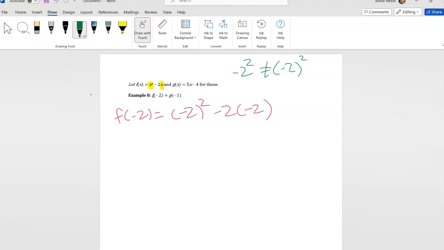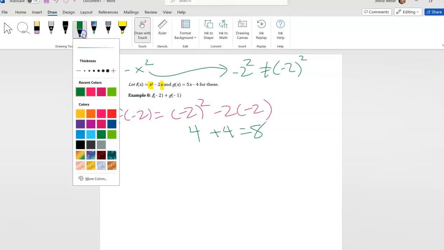Anytime this is saying the entire x term is raised to the second power, that means negative 2 squared. If this said negative x squared, that would be this one, where just the x is squared, and then you apply the negative. There is a difference, and it especially matters on even exponents. So my rule of thumb is everything always goes in parentheses. That's what you've got to remember to do. So here I'm going to get positive 4, because negative 2 times negative 2. I'm also going to get a positive 4 here.